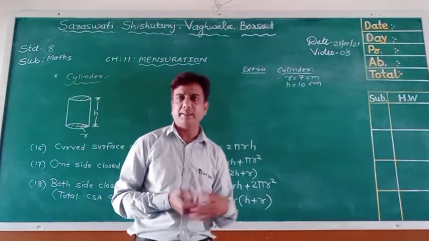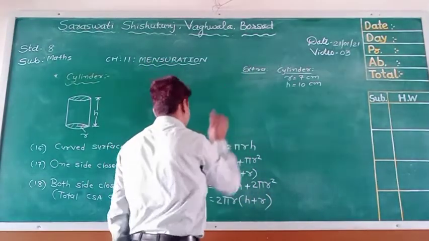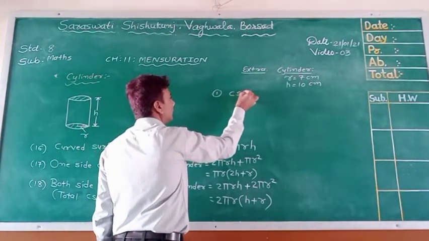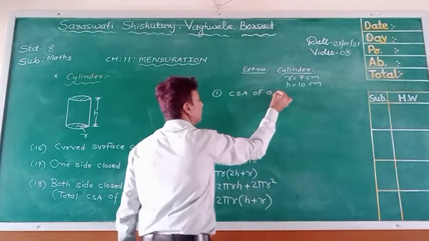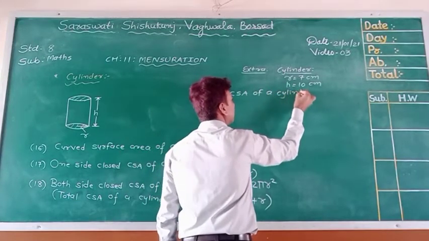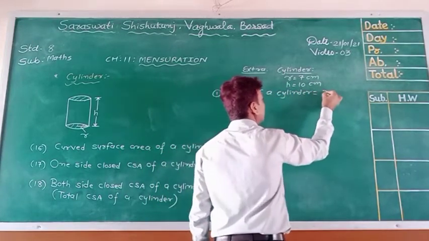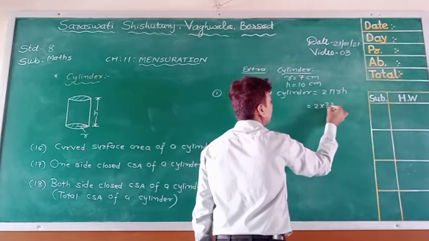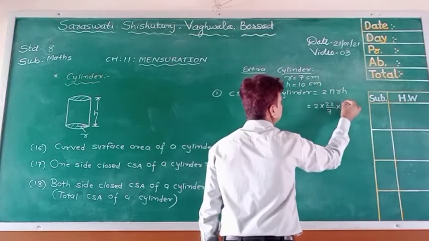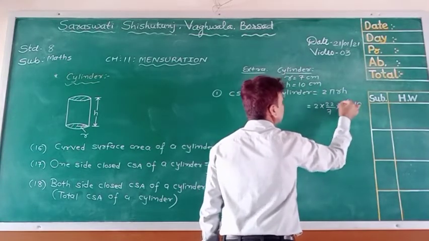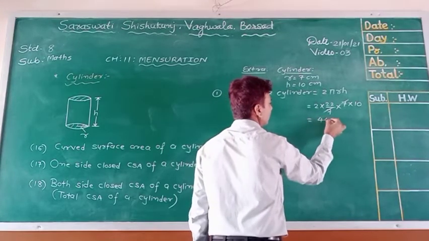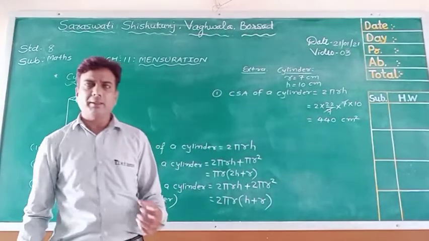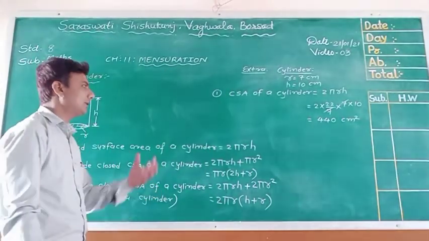How can we find this? It's very easy. First I will find the curved surface area of the cylinder. Curved surface area of cylinder equals 2 pi r h. This 2 pi is 22 by 7. Radius is 7. Height is 10. 7 sevens cancel, 22 times 2 is 44, and this 10, and the area is in square centimeters. So our answer is 440 centimeters square.